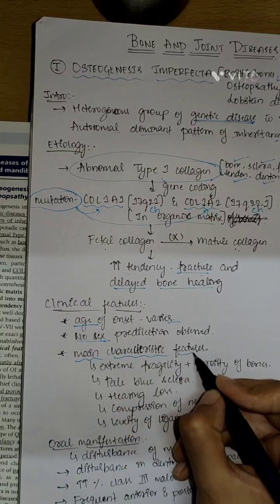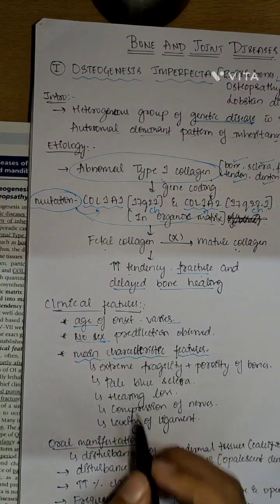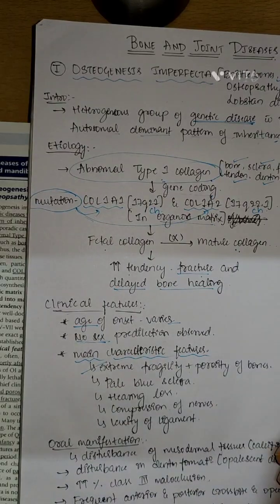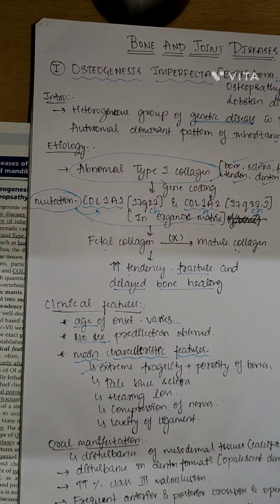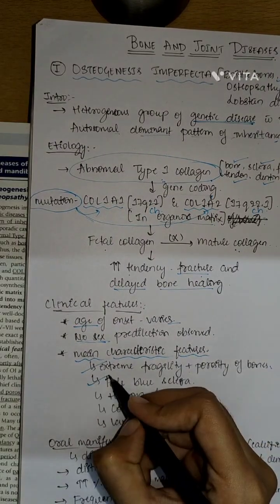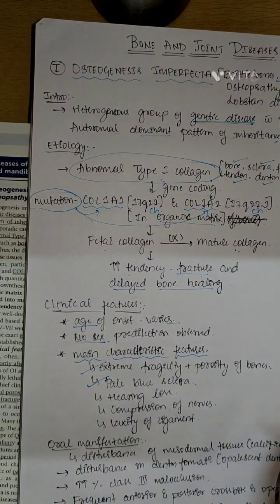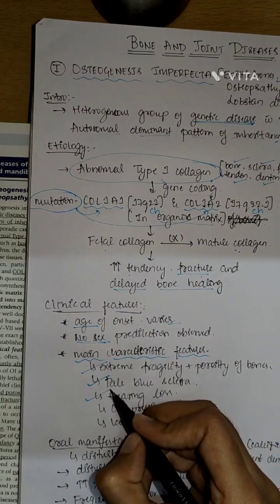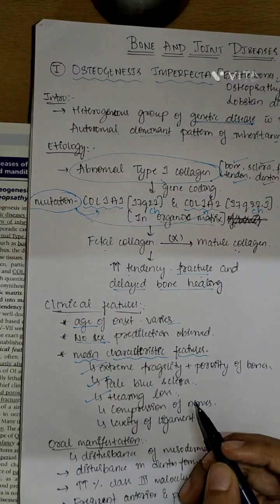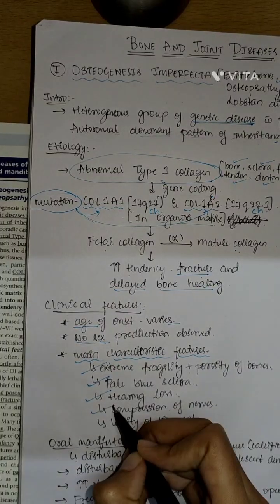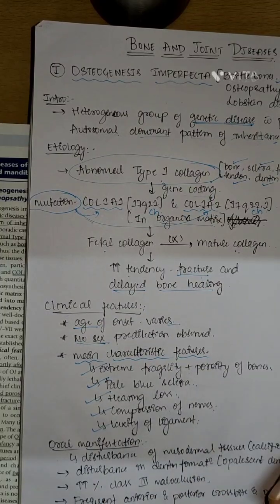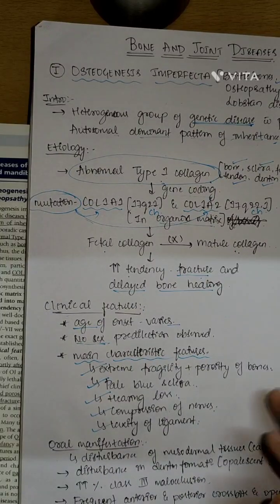Coming to the main characteristic features, it has an extreme fragility and porosity of bones, which has an increased tendency of fracture. The second characteristic feature is the pale blue sclera, which is abnormally thin. Then there is also hearing loss due to osteosclerosis, which leads to the compression of nerves, and laxity of ligaments, leading to hypermobility of the joints.